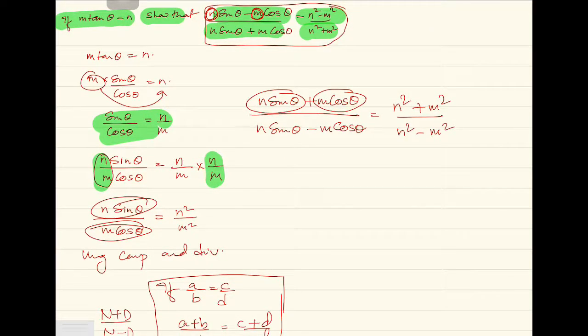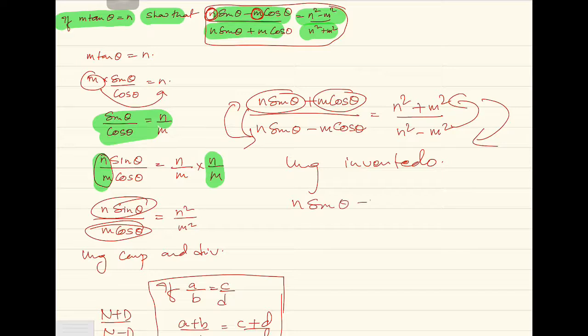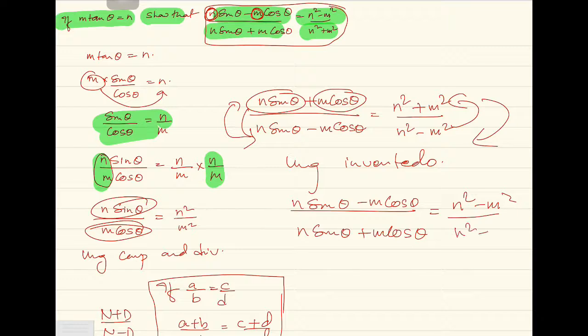So let's check the answer. Is it correct? Yeah, it's almost correct, just you have to flip it. So using invertendo, can I invert it? There's a formula called invertendo also, or you may simply say cross multiply. If I flip both, this will go up and this will come down. Same thing, go up and down. So I'll get n sine theta minus m cos theta divided by n sine theta plus m cos theta equals to n square minus m square divided by n square plus m square.